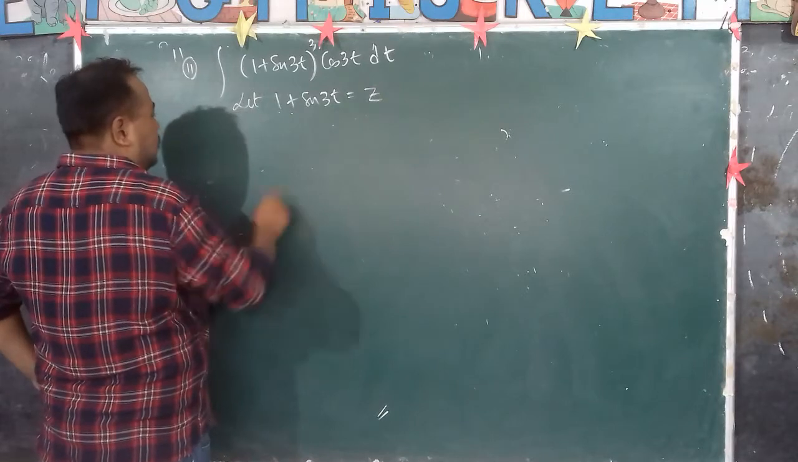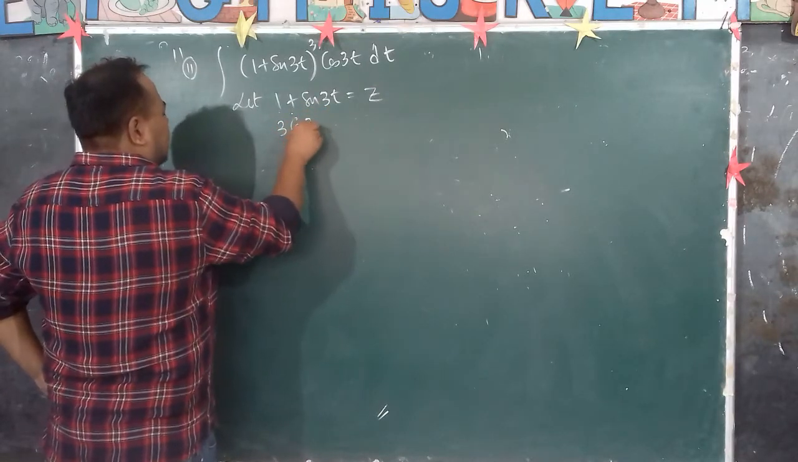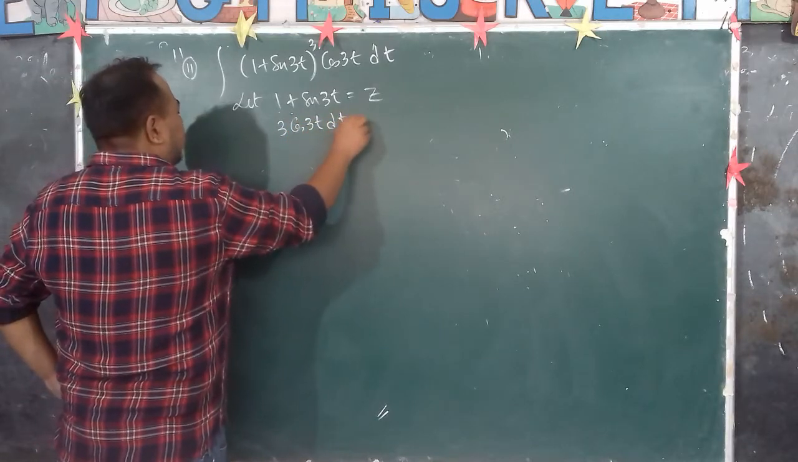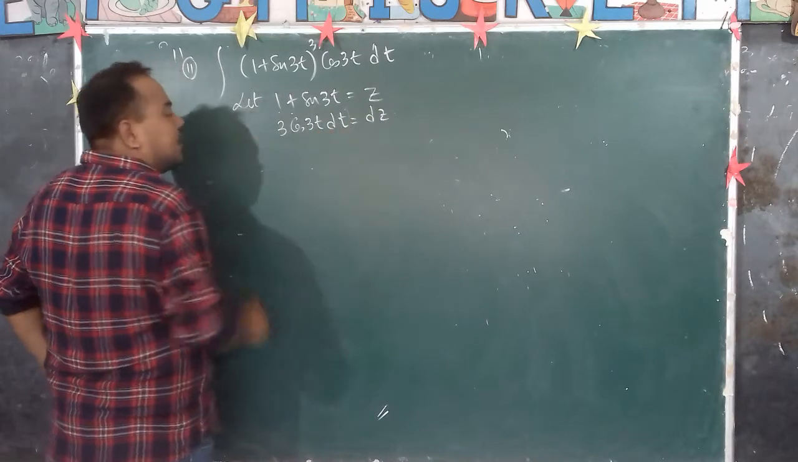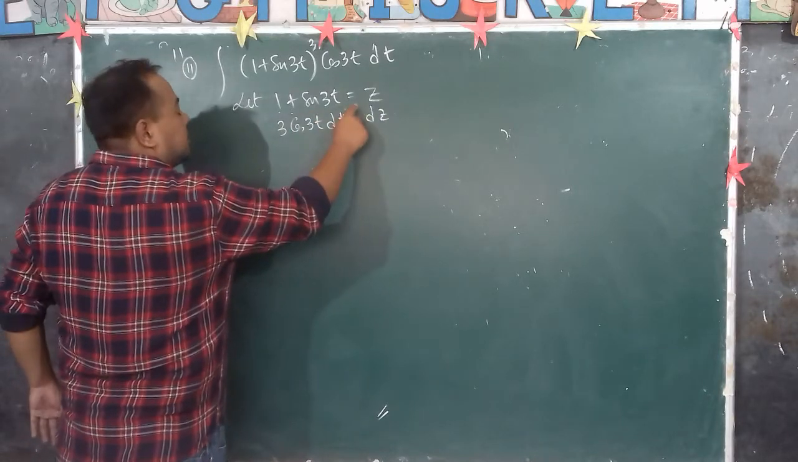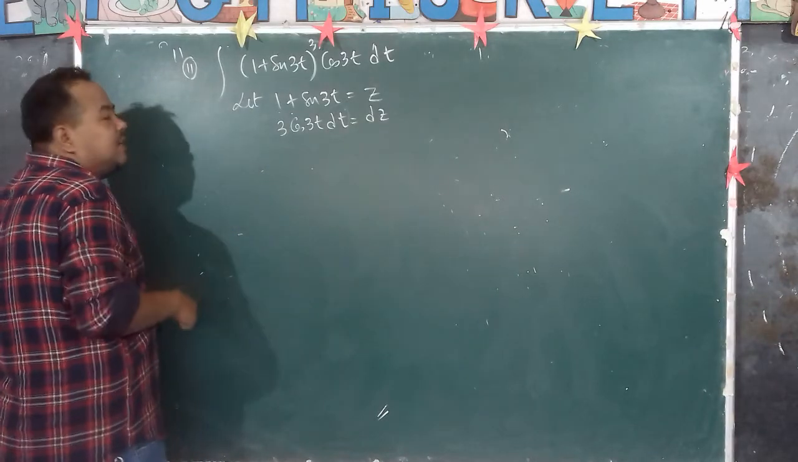Differentiation of 1 is 0. Sine mx, 3 comes in front, so differentiation of sine is cos 3t. After you differentiate, I told you to write dt, and z is dz. I hope you understood. Again, you are understanding how you are getting dt. You are differentiating with respect to t, so you get dz by dt. So just to avoid one step, I've written it directly.